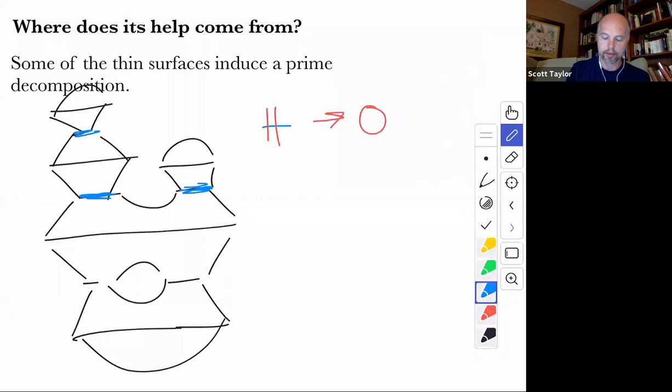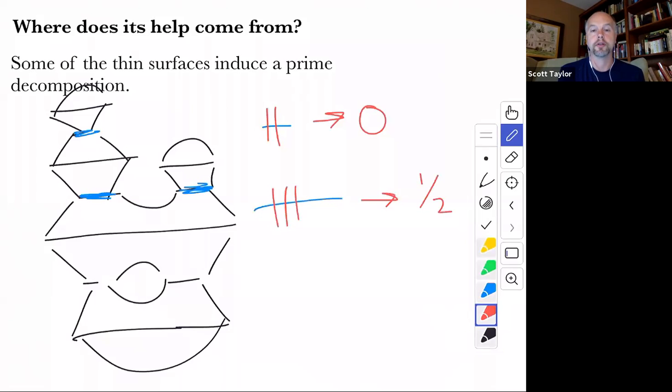When you have a thrice punctured sphere, you have -2 plus the number of punctures, so that's 3. -2 plus 3 is 1, divided by 2. So the thrice punctured spheres are contributing a half to the subtraction because these are thin spheres. And so that's where the -1/2 additivity comes from.